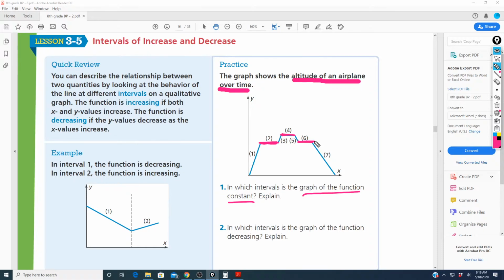Right? So number 2, in which intervals is the graph of the function decreasing? I hope you can see that the graph of a function that is decreasing is what's going down. So this should be 2, 4, and 6, and then this should be 7 as well as 5. Sorry, I didn't even see 5. So 2, 4, and 6, and then 5 and 7. Okay, 5 and 7.